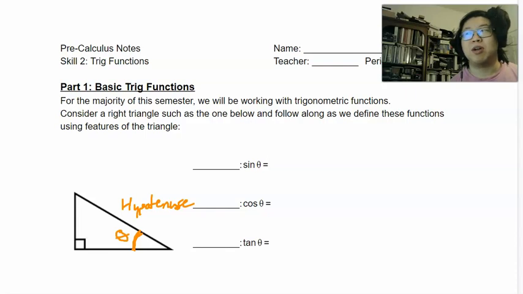Next is the opposite side. As it would imply, the opposite side is the one that is opposite where you're looking. In this case, it'll be the left vertical side. And finally, the side that is adjacent is the one that is, of course, right next to your angle that you're looking from, but not the hypotenuse.